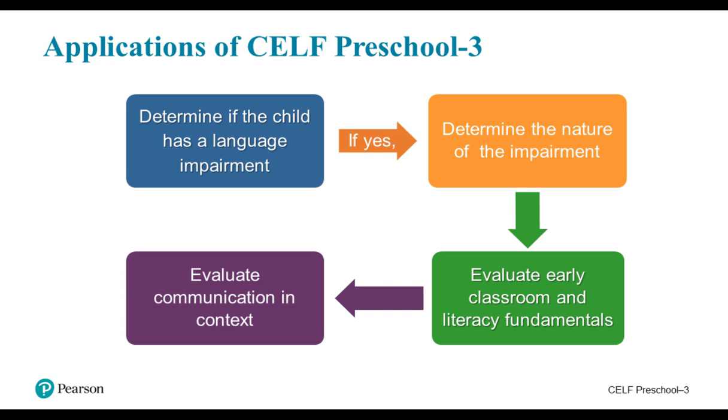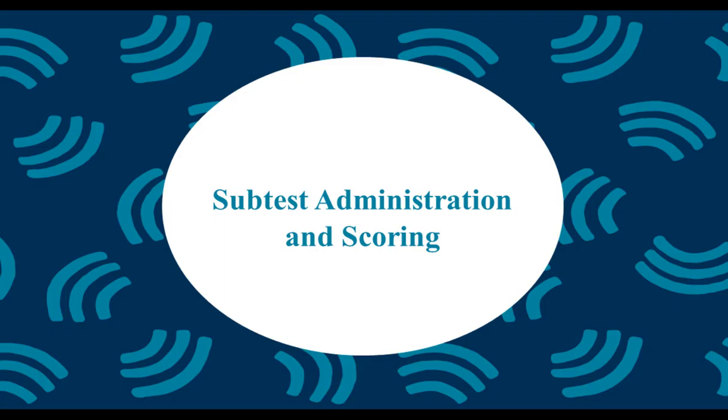So the applications of CELF Preschool-3 will mirror the applications of CELF-5. First, to determine if the child has a language impairment, and if we determine the child does have a language impairment, we can administer additional subtests to determine the nature of the impairment. For example, is the child's impairment related to receptive language, possibly to expressive language, maybe to both, or maybe the impairment is related to the content of language, or maybe to the structure of language. In addition, we're able to evaluate skills that are related to early classroom requirements and to literacy fundamentals. We're also able to evaluate communication in context when we think about the pragmatics of language. So these applications pretty much mirror the applications of CELF-5.